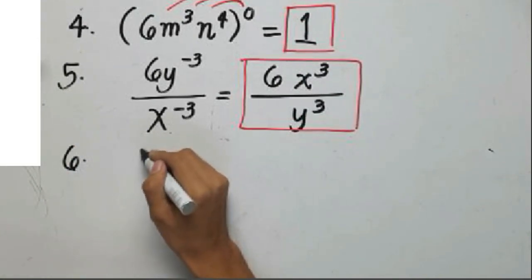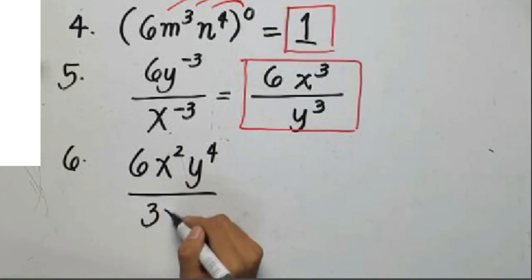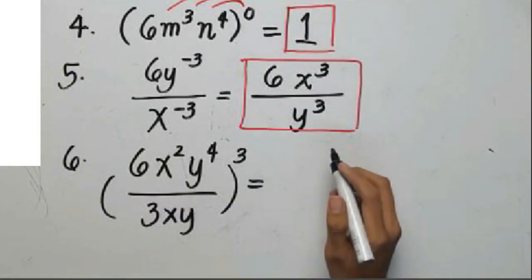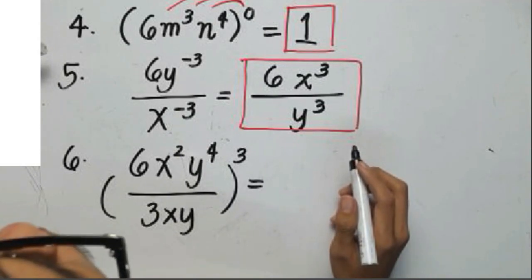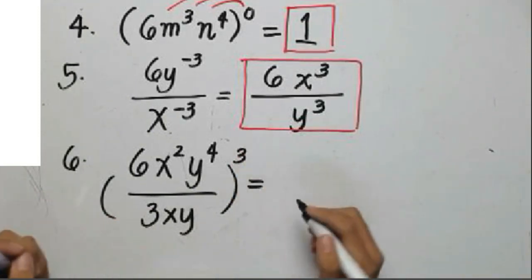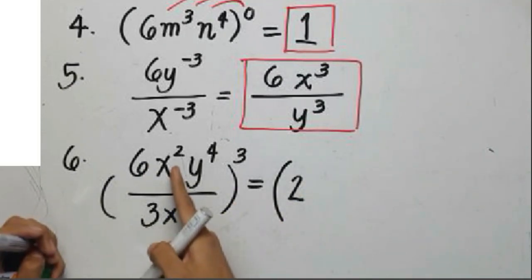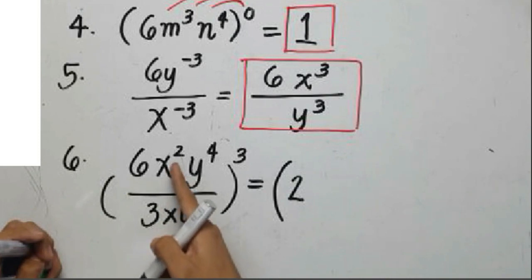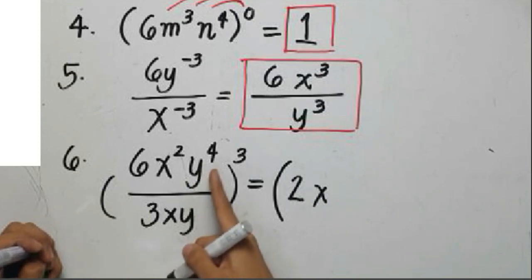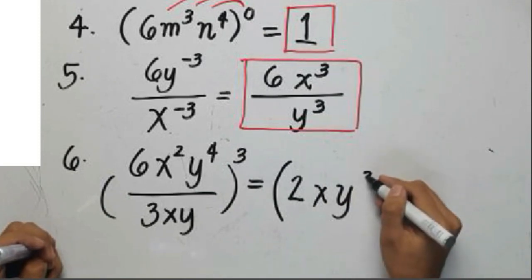So, last number, 6. Meron kang 6x squared y raised to 4 over 3xy, all raised to 3. So, apply here the PEMDAS rule. Ano ba yung nasa pinakaloob muna? So, solve muna natin ng pinakaloob before tayo mag-raise to 3. So, solving that one, 6 divided by 3 is just equal to 2. Didiretso ko na siya, x squared divided by x is equal to x raised to 2 minus 1, or just x. Diba? And then we also have y raised to 4 divided by y is just equal to y raised to 4 minus 1, or y raised to 3.